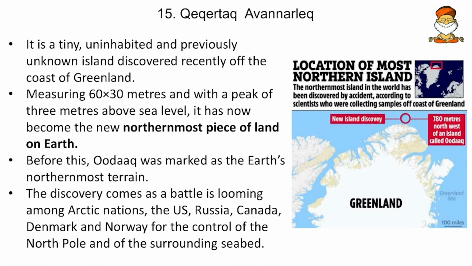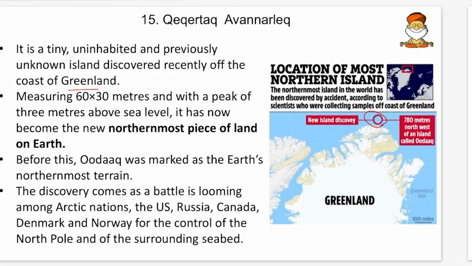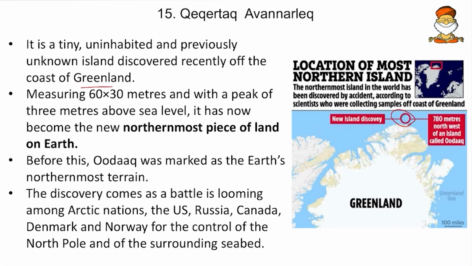Then come to the next, Qeqertaq Avannarleq. So what is this? It is a tiny, uninhabited and previously unknown island discovered recently off the coast of Greenland. Here we can look at the island, just to the north of Greenland, measuring 16 to 30 meters with a peak of 3 meters above sea level. It has now become the new northernmost piece of land on Earth. Before this, Oodaaq was marked as the Earth's northernmost terrain. So earlier Oodaaq was there and now this has overtaken it.